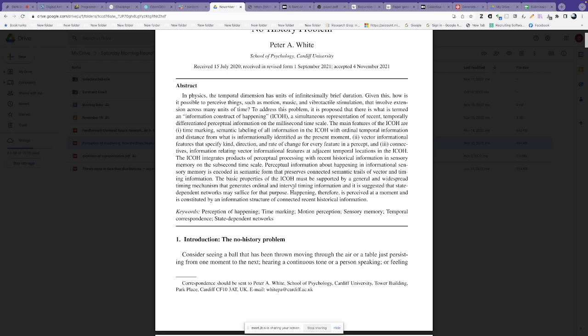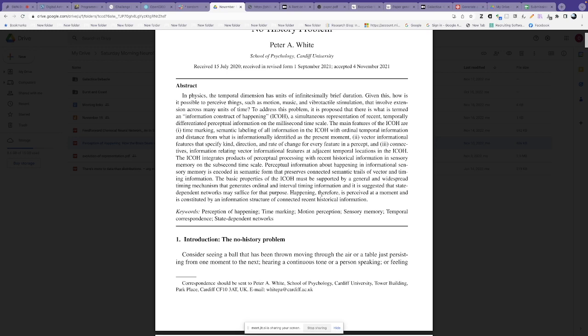So you're finding intervals instead of having a clock that moves forward. You just have these intervals that you find that are relevant to the action. And then the ordinal aspect puts it in an order that might be like a clock. It is suggested that state-dependent networks may suffice for that purpose. Happening, therefore, is perceived at a moment and is constituted by an information structure of connected recent historical information. So happening being this construct of what's going on right now.